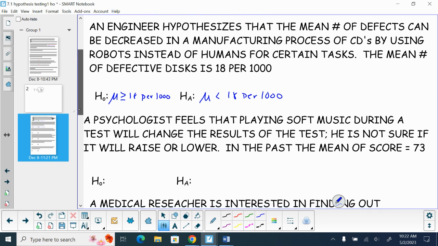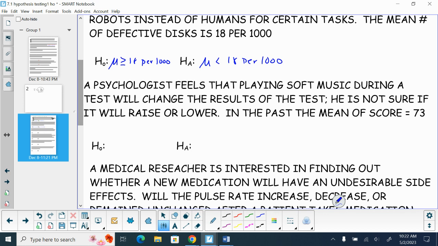Oh dear. A psychologist feels that playing soft music during a test will change the results of the test. I'm going to put some Bach and Beethoven in here, some sleepy elevator music. He is not sure if it's going to raise or lower the test scores. In the past, the mean score is a 73.